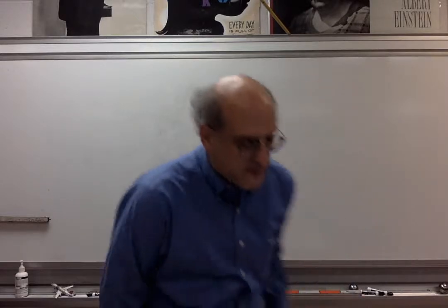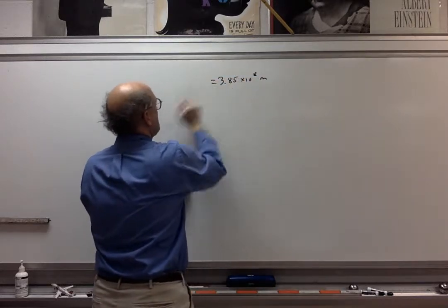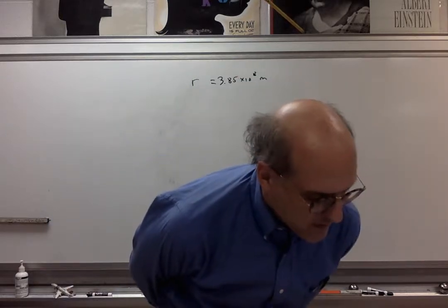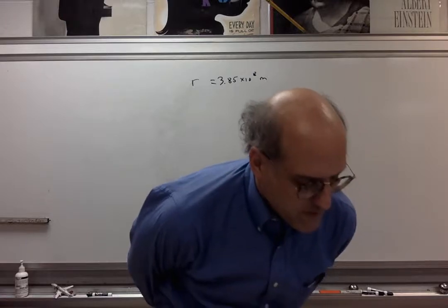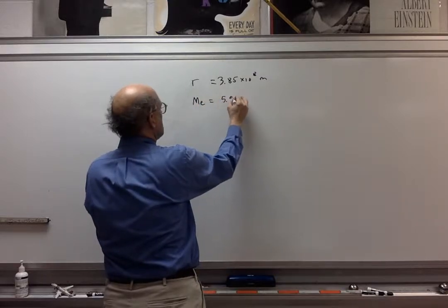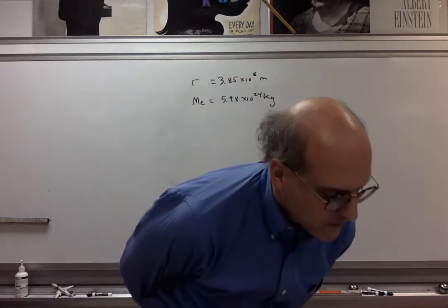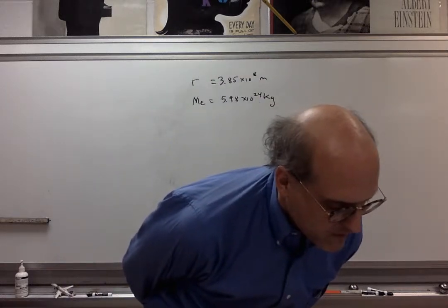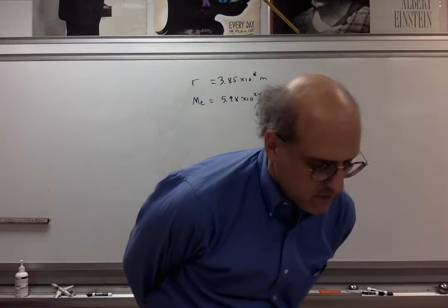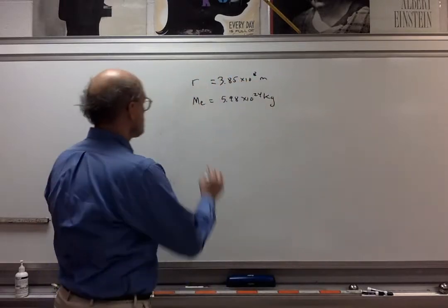Okay, so 3.85 times 10 to the 8th is the center-to-center distance between the Earth and the moon. The Earth has a mass of 5.98 times 10 to the 24th. And they want us to find the period for the moon's motion and then compare that to the length of a month in days. Okay, so find the period of the moon's motion around the Earth.